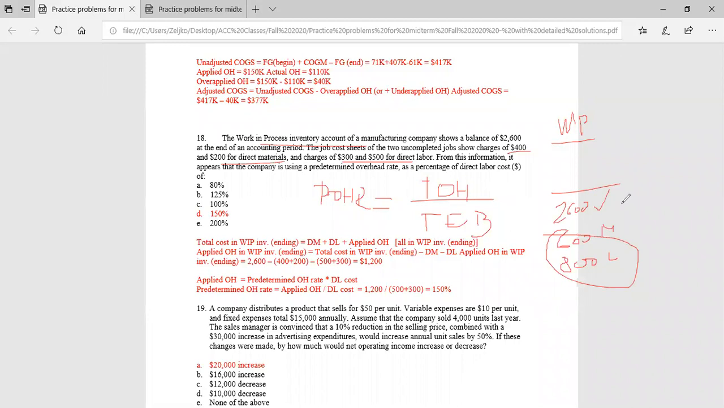So the 1,200 has to be overhead. 1,200 in these 2,600 has to be overhead. And if 1,200 is the overhead, and we used direct labor dollars as our base, and our direct labor cost is what? 800. Then our POHR is 150%, right? Or 1.5.